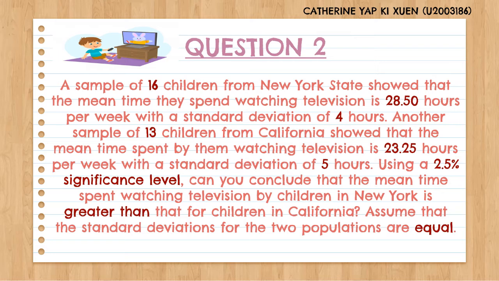Next, I'll proceed with question 2. A sample of 16 children from New York State shows that the mean time they spend watching television is 28.50 hours per week with a standard deviation of 4 hours. Another sample of 13 children from California shows that the mean time spent watching television is 23.25 hours per week with a standard deviation of 5 hours. Using a 2.5% significance level, can you conclude that the mean time spent watching television by children in New York is greater than that for children in California? Assume that the standard deviations for the two populations are equal.